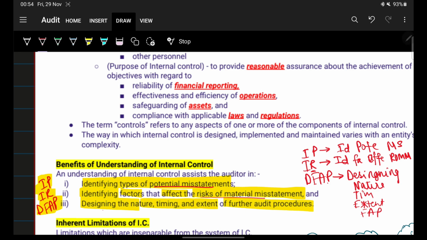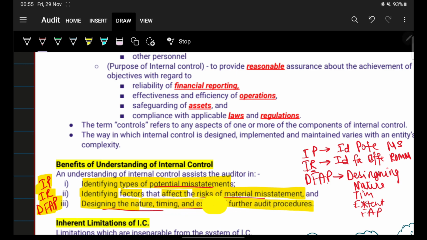Lastly, designing the nature, timing, and extent of further audit procedures. Once you've understood that they might have made mistakes here, and these are big mistakes, then you will have to increase your further audit procedures, meaning you will have to apply more procedures to get more evidence of satisfaction, before you are satisfied that this company's accounts are properly made, right?